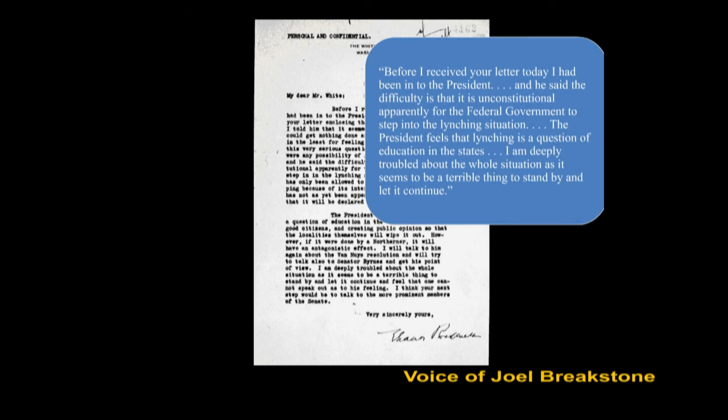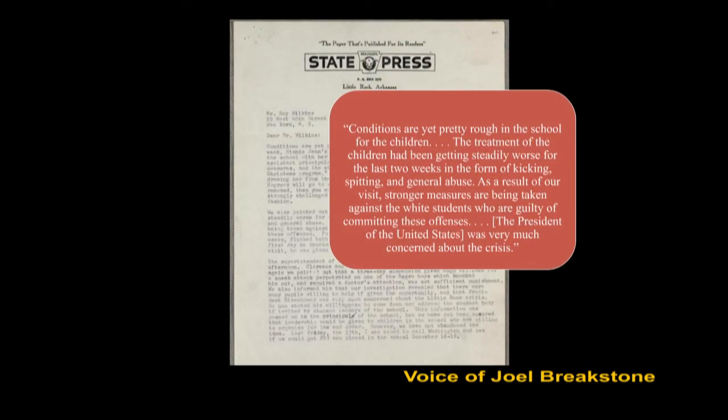The first letter, both written to the executive director of the NAACP, says, "Before I received your letter today, I had been into the president, and he said the difficulty is that it is unconstitutional, apparently, for the federal government to step into the lynching situation. The president feels that lynching is a question of education in the states. I'm deeply troubled about the whole situation, as it seems to be a terrible thing to stand by and let it continue."